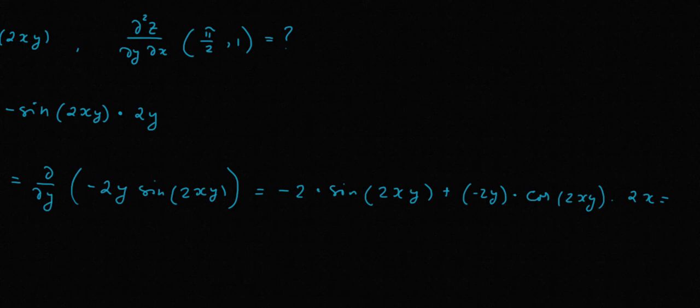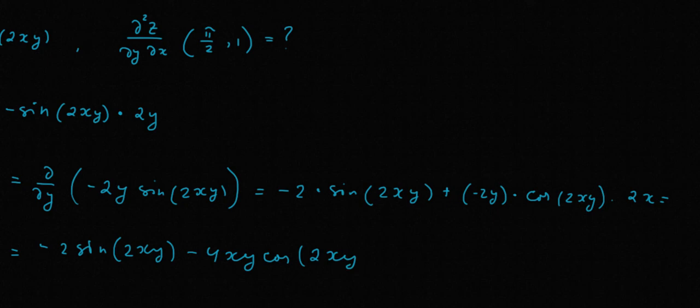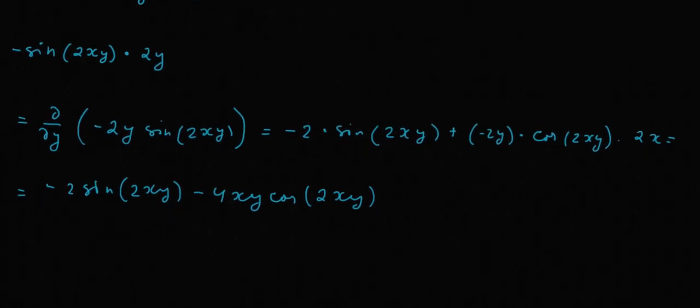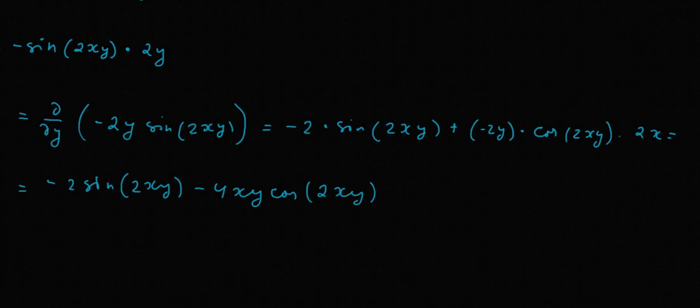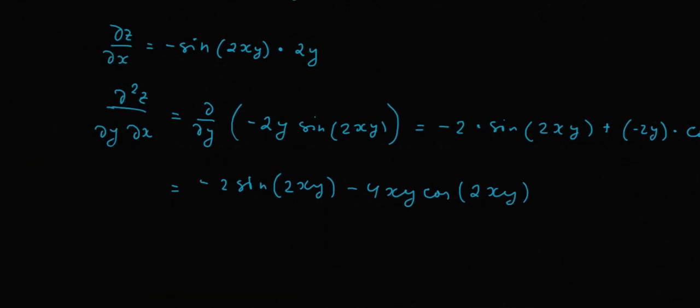Let's simplify this. We have negative 2 sine of 2xy, and then minus 4xy cosine of 2xy. And that is that second partial derivative that we were asked to find. Right.